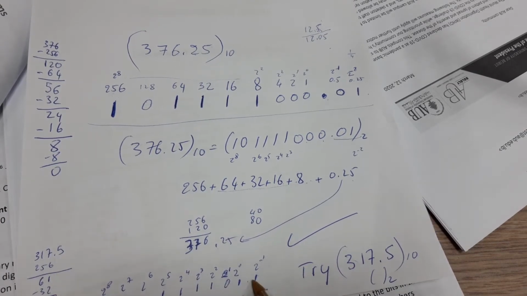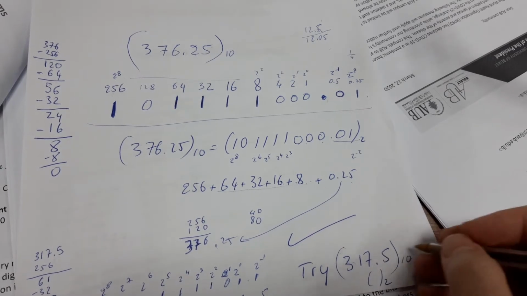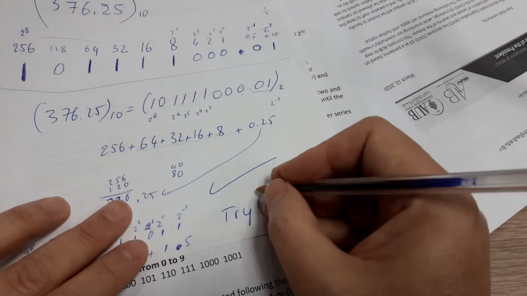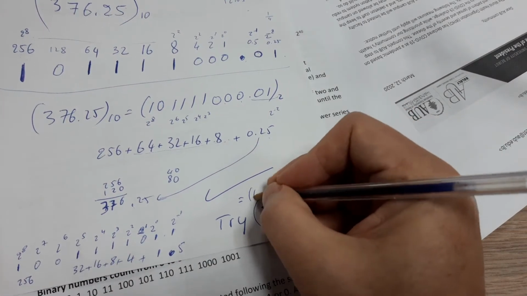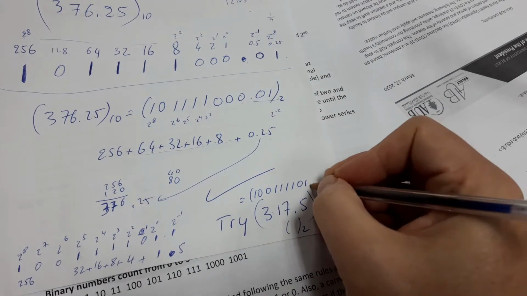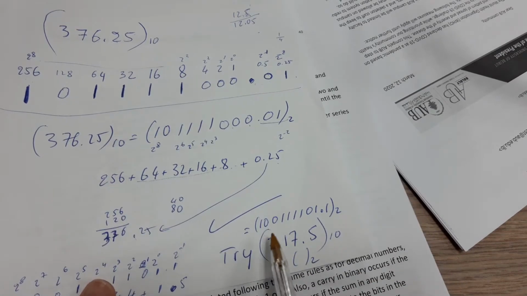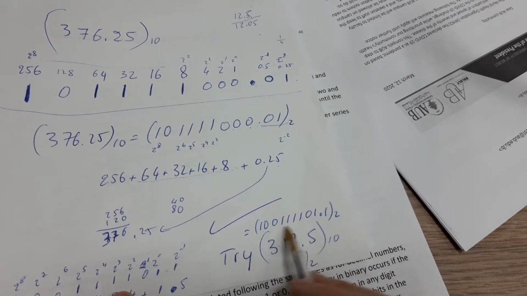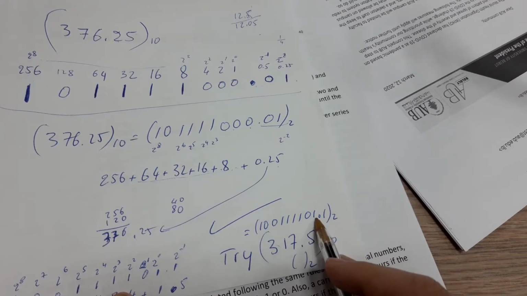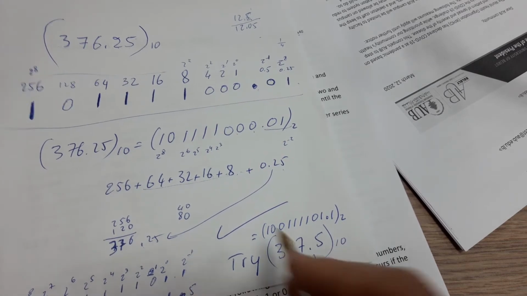The 0.5 is clearly 2 power minus 1. So finally, your number 317.5 will be equal to 100111101.1 base 2. Be careful when writing the number not to forget a 1 or a 0. You can verify quickly by adding the corresponding powers, to check you did not make a mistake in the subtraction.